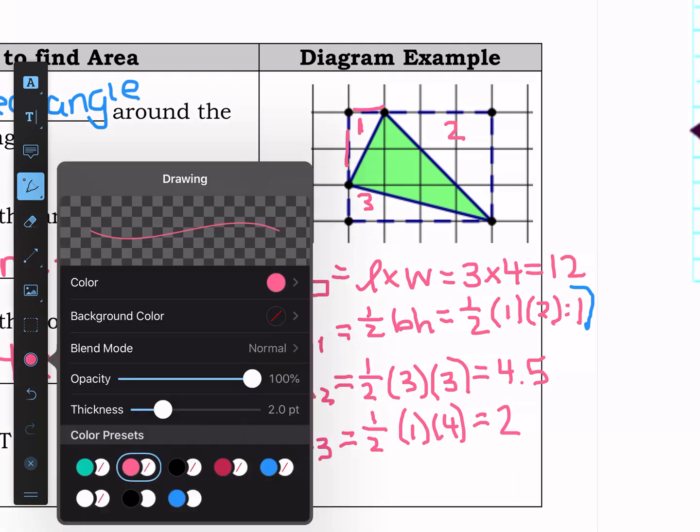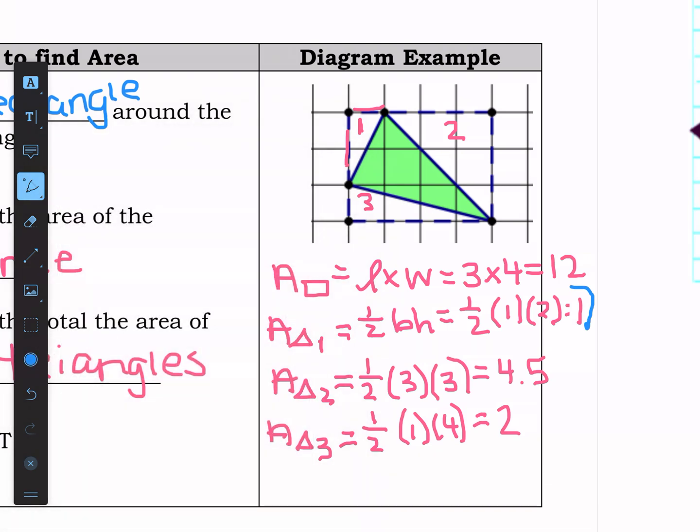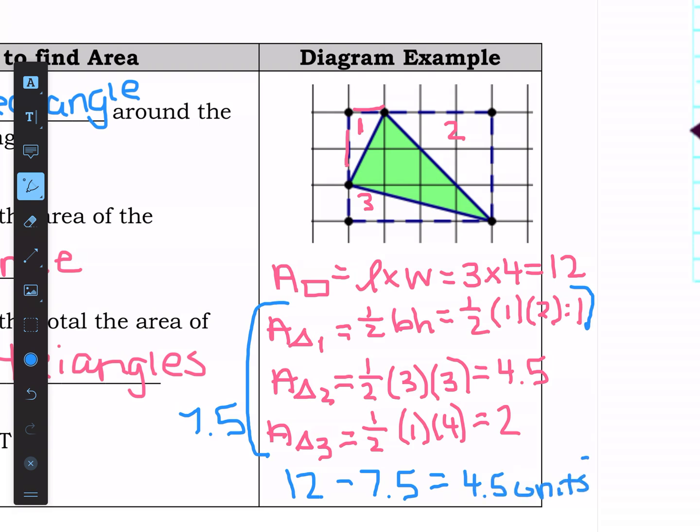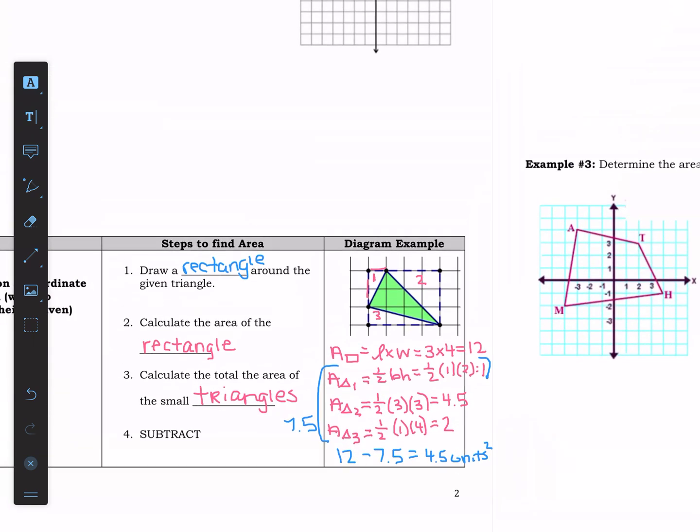Okay. If we were to add up the areas of the 3 triangles, we would get 7.5. So what we're going to do is take that 7.5 and subtract it from the 12. And that would give us then 4.5 units squared. So that's how you do a problem that looks like that, just because we can't actually count the boxes to do the 1/2 base times height.